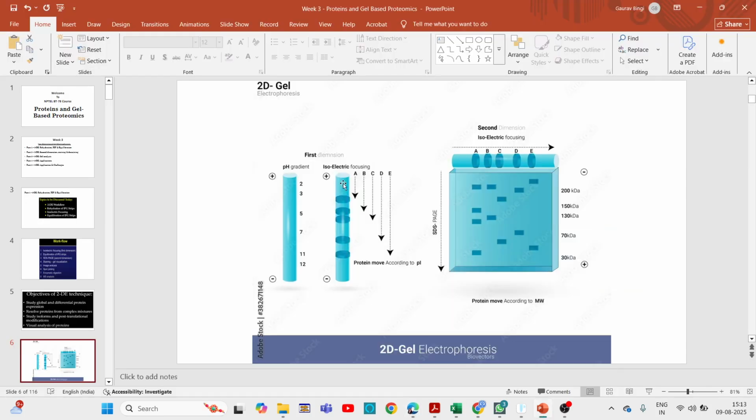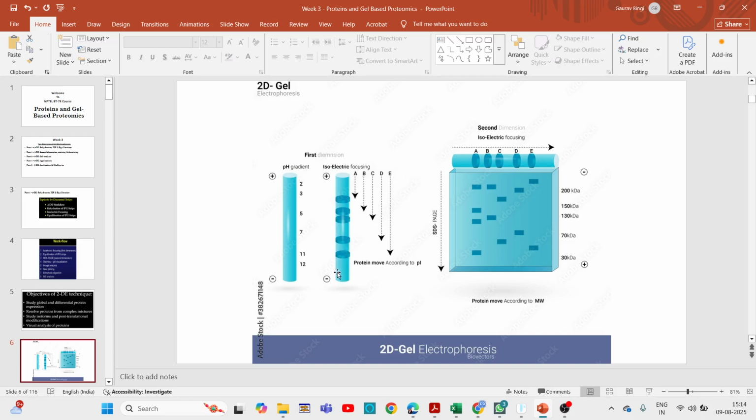So for example, there was a complex mixture. Here there are one, two, three, four, five proteins. Maybe you can say the ones having pI around three, pI around five, pI around six, pI around eight, and around 11 or something. So depending upon the different pI, they are getting separated. As there will be no charge at one certain point, they will be unable to move ahead towards the negative charge.